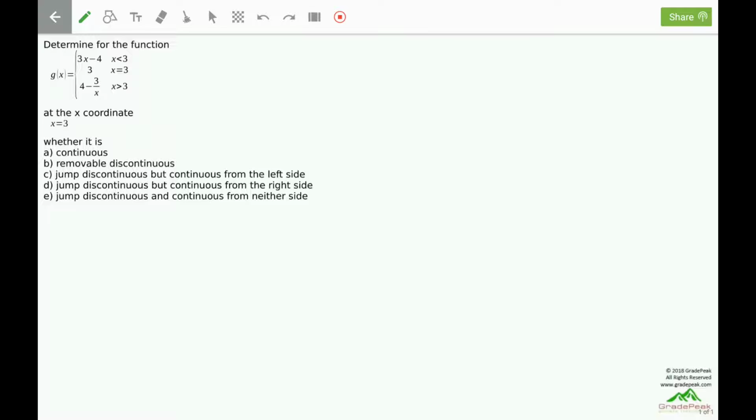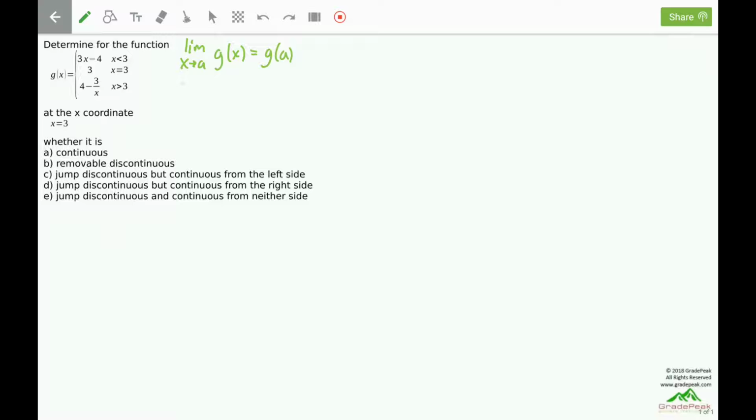Each of the parts here involves the continuity of the function, so the first thing to do is write down the definition of what it means to be continuous. And that is, the limit as x approaches a from both sides of g of x equals g of a.